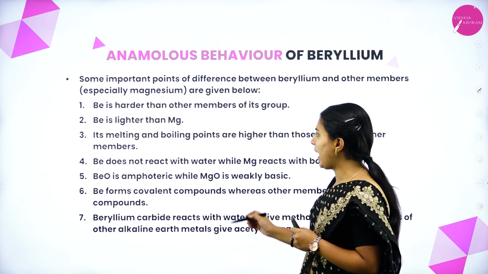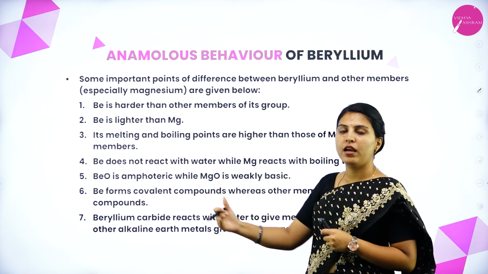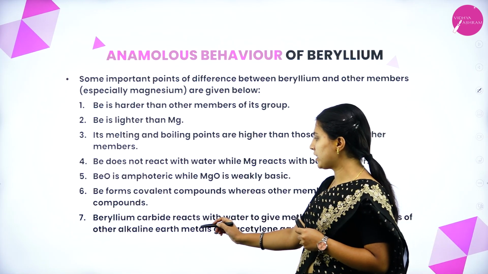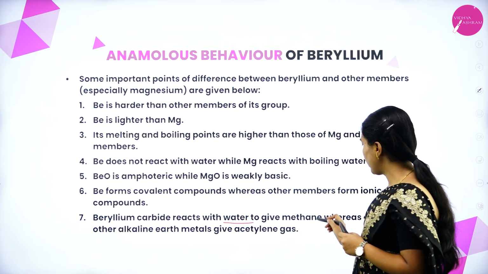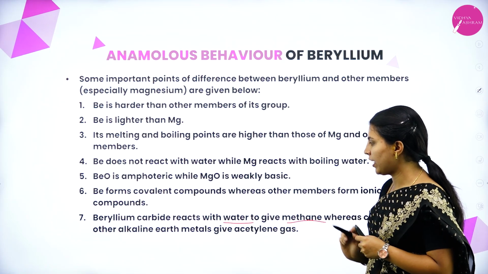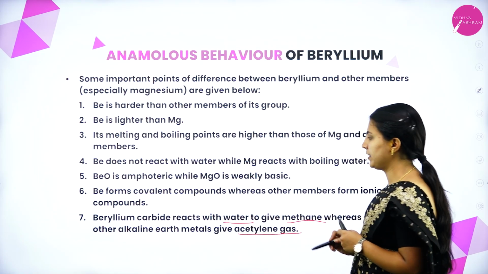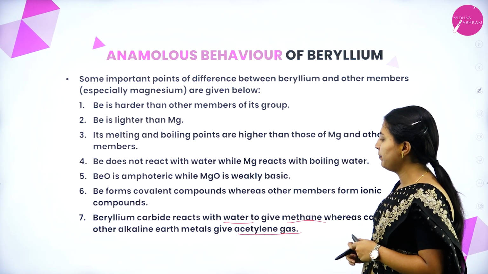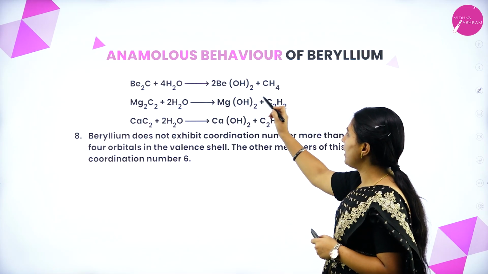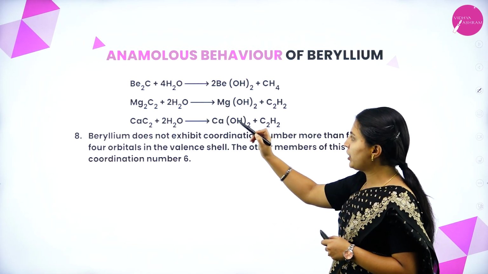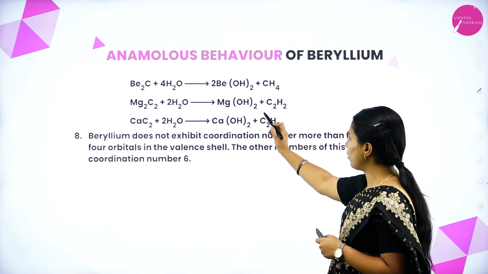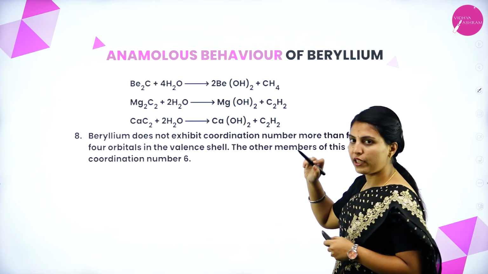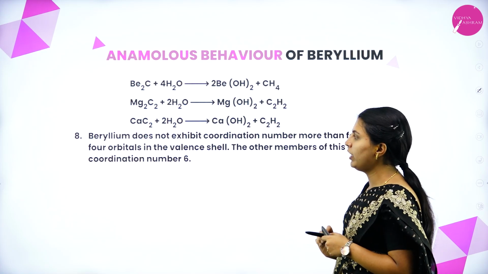This is the different point, and the other points we have discussed deeply in other concepts, with beryllium as the exceptional case. The only extra point is that beryllium carbide reacts with water to give methane whereas carbides of other alkaline earth metals give acetylene gas. Other points we have seen with explanation. See, beryllium carbide with water forms beryllium hydroxide and methane, magnesium carbide with water forms magnesium hydroxide and C2H2, and calcium carbide reacts with water to form calcium hydroxide and C2H2.